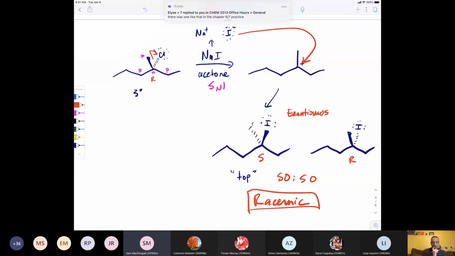Yeah. If you see a question that says, if there's more than one major product, draw them all, this is referring to this SN1 case where there's R and S possible. There was one like that in the chapter 6-7 practice if you watch Terry's solutions.